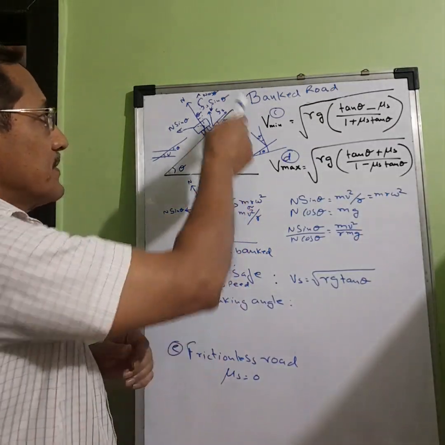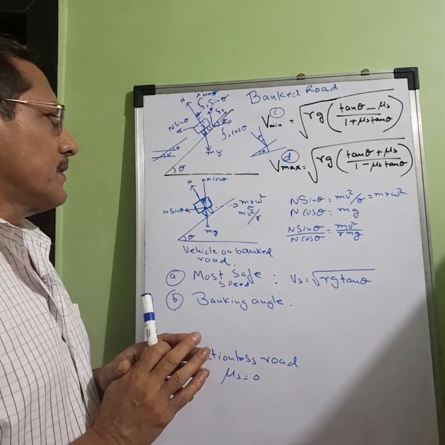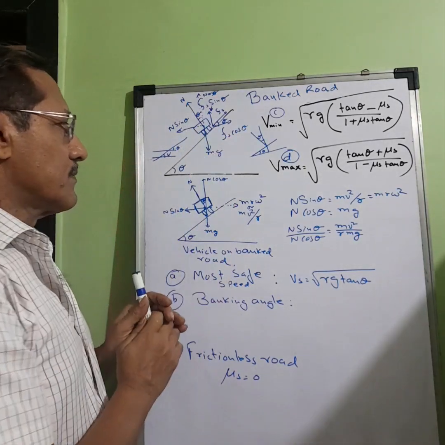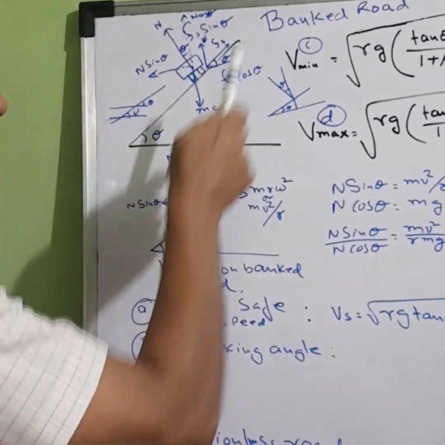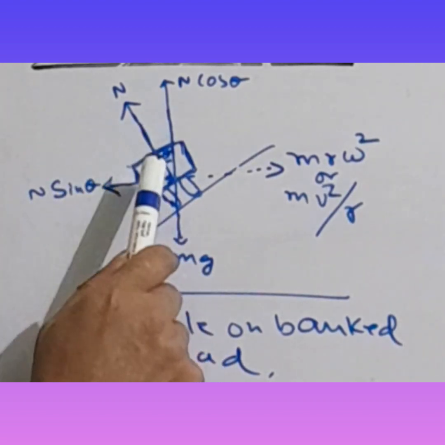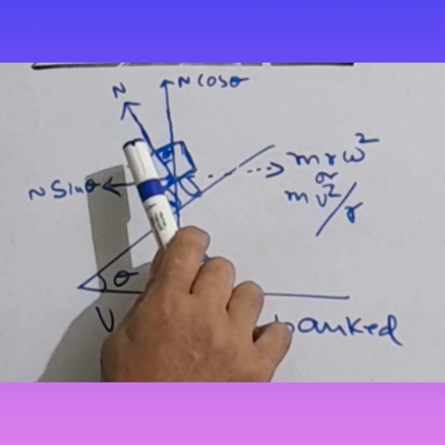Okay guys, we studied this part very clearly in our earlier video. Now let's understand a simpler version of this. It's the same situation over here: a vehicle moving on a banked road. The angle of banking is theta. Now, this is the normal to the vehicle.